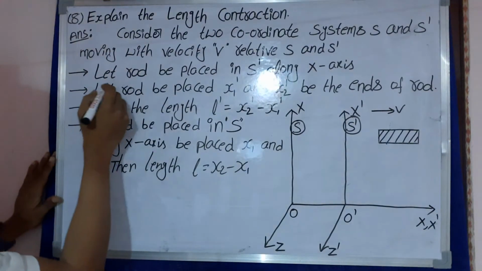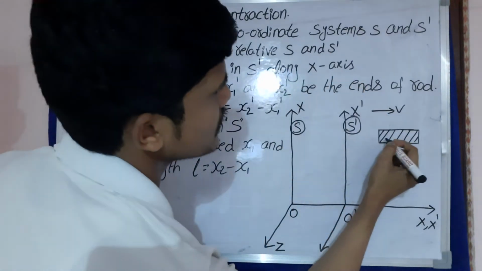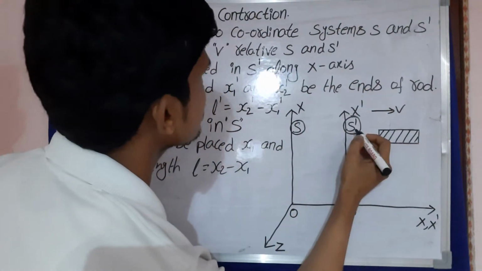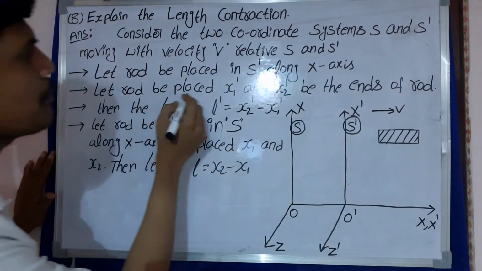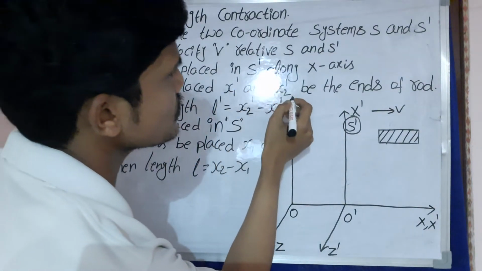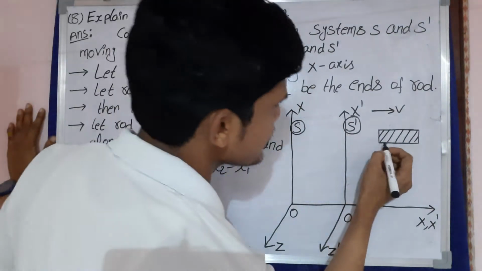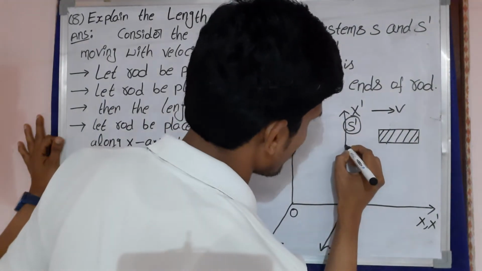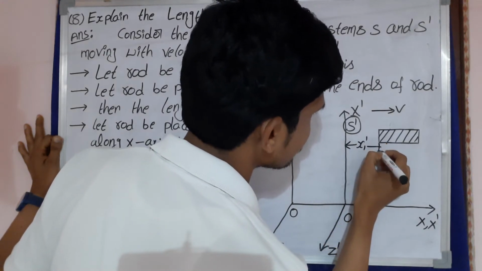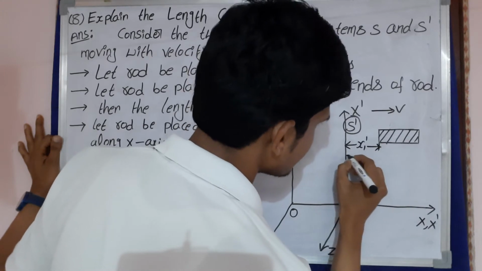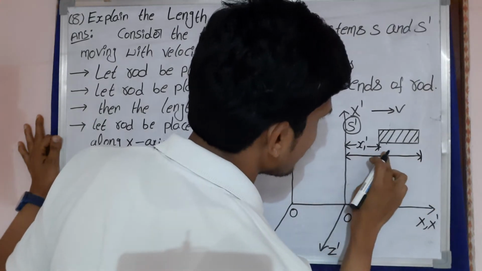Next, let a rod be placed in S dash along the x-axis. Let x1 dash and x2 dash be the ends of the rod. This is the rod's first end point at distance x1 dash, and the rod's second end point at distance x2 dash.